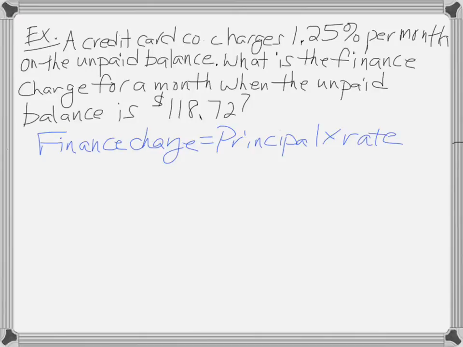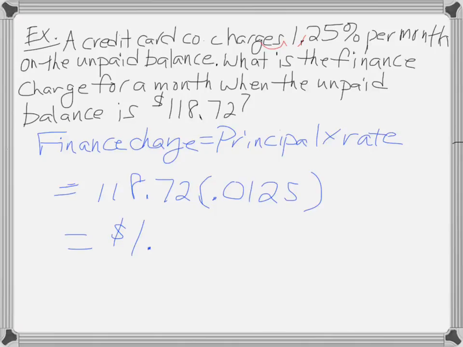And again, we're going to have to change that rate to a decimal by moving 2 places to the left. So our finance charge in this problem would be our unpaid balance, $118.72, times the rate. So move the decimal 2 places to the left, and the rate is 0.0125. Multiplying that together, the finance charge for that month is 1.484, but we don't use 3 decimal places when we're dealing with money, so just round back to 2 decimal places, $1.48.